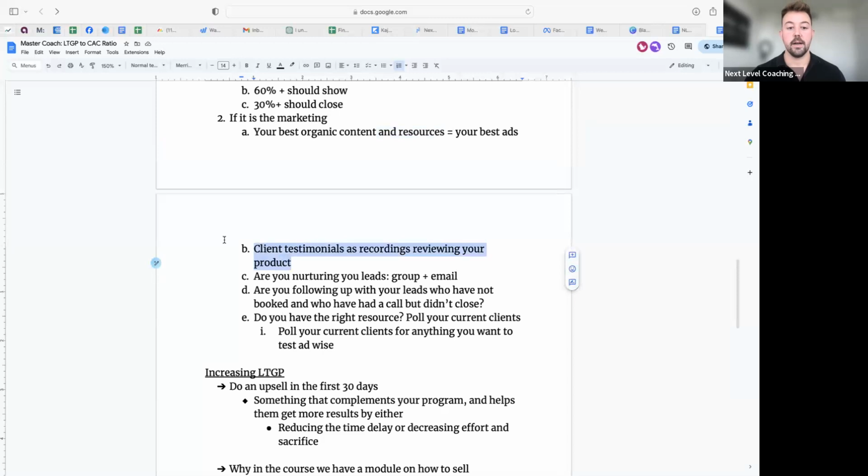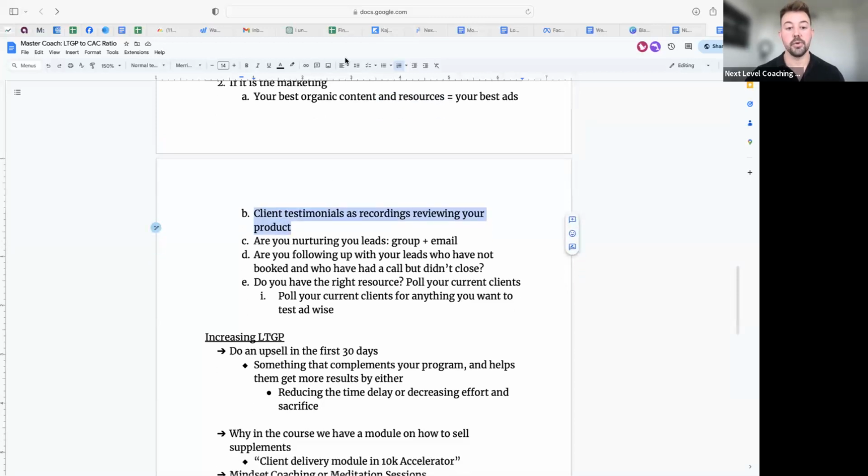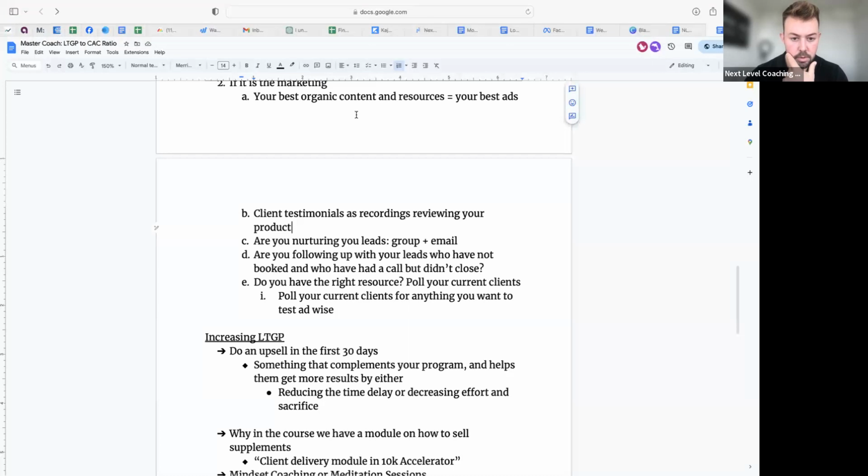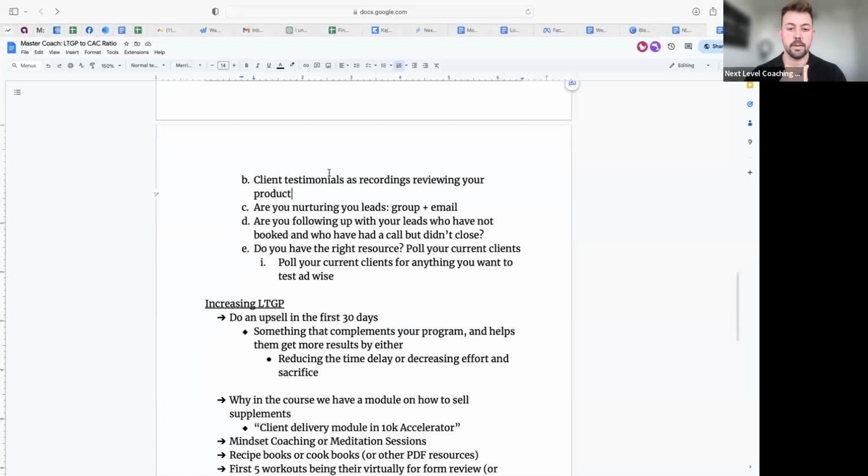All right, second thing here, use client testimonials. Sorry, I'm trying to read what I wrote here. It looks like I didn't write that quite properly, but what I was trying to say is use client testimonials. I know that's very hard to do in the fitness space because you can't do before and afters for ads, but have them record reviewing your product. Have your clients do a product review.